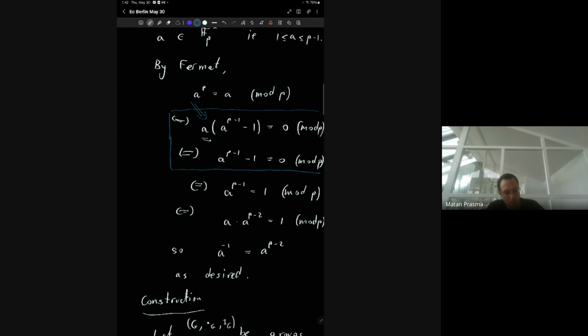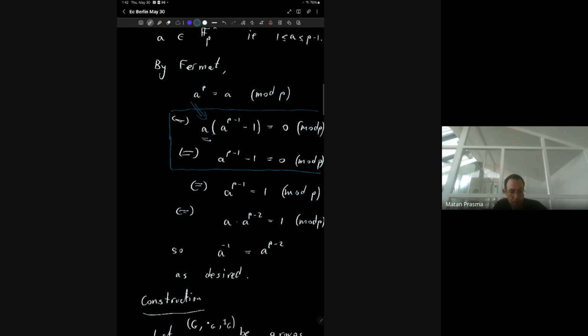But how do we know that if the multiplication is 0 modulo p, then the right-hand side factor of the multiplication has to be 0 modulo p? If it was a 0 on the nose, then of course we know that if two integers multiply into 0, one of them has to be 0. But this is 0 modulo p.